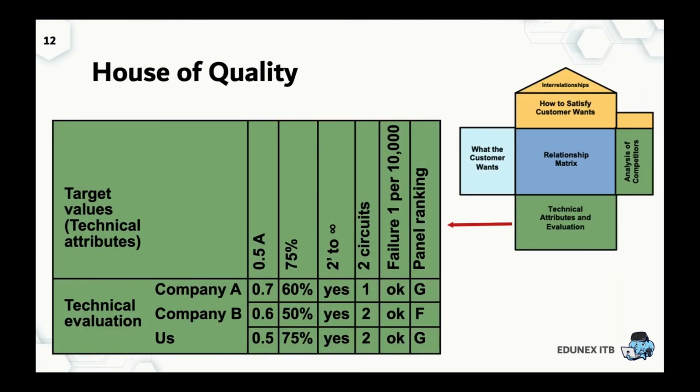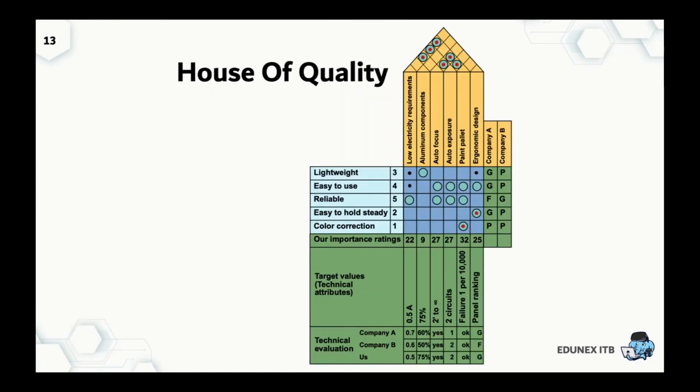So this is the target value. This is quite the technical ones. So the target value is, for example, electricity current is 0.5 ampere and so on and so on. So this is the technical evaluation for the other company. Company A is using 0.7, company B 0.6, and we are in here using 0.5. So this is kind of like a benchmark to the other company. So the reverse engineering for the other company is important to get this technical evaluation. All in all, we get this full version of this house of quality.